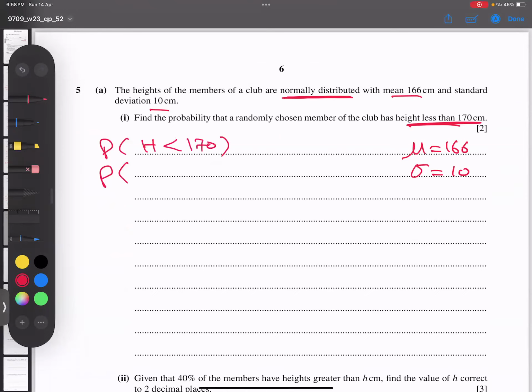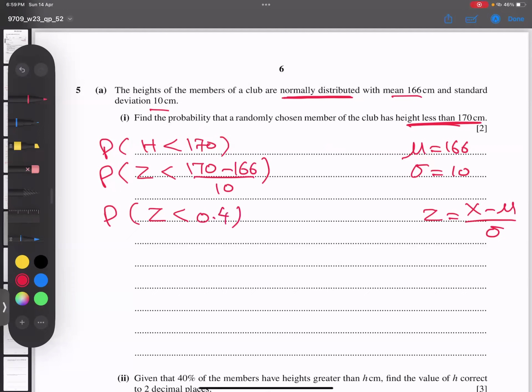So I have a formula, as I said before. If we need a Z, it is X minus mean over deviation. So this X is 170 here. So this is converted to Z form: 170 minus mean, over deviation. Deviation is 10. And if I type this in the calculator, students, the value I get is, I think, 0.4. Let me recheck once again. 170 minus 166. Yeah, 0.4.